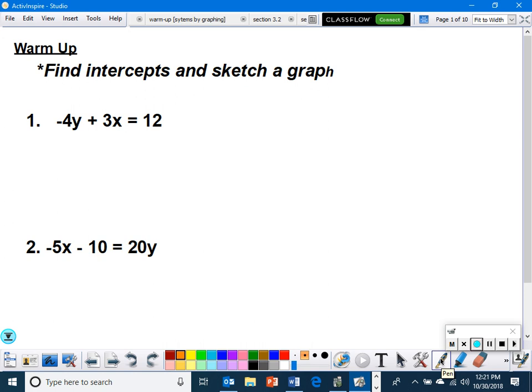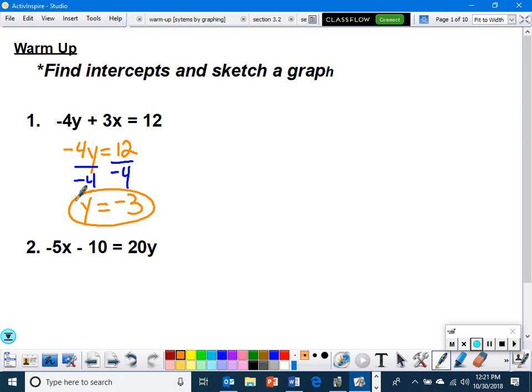So for the y-intercept, we're going to take the negative 4y equals 12. Okay, we're going to make believe the x part is not there. We're going to divide by negative 4, and we find that the y-intercept is negative 3.